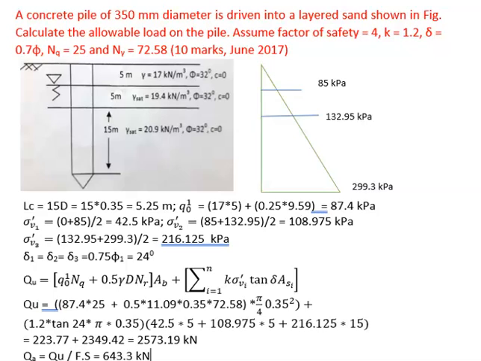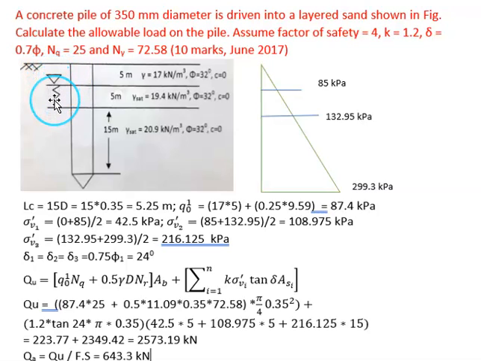Next example, a concrete pile of 350 mm diameter is driven into a layered sand shown in figure. Calculate the allowable load on the pile. Assume factor of safety equal to 4, K equal to 1.2, delta equal to 0.75, Nq equal to 25 and N gamma equal to 72.58. So here also there are 3 types of soil and there is a water table also.